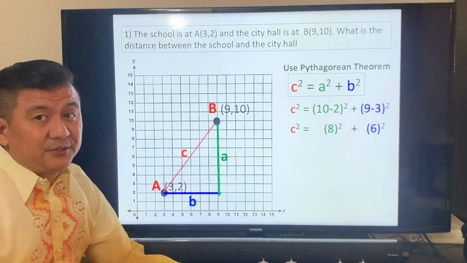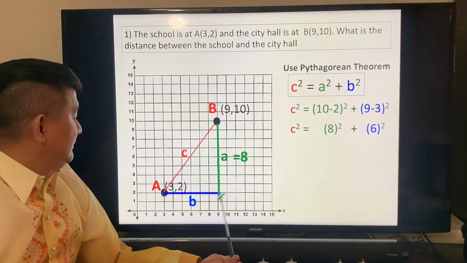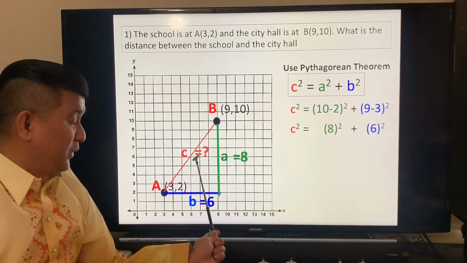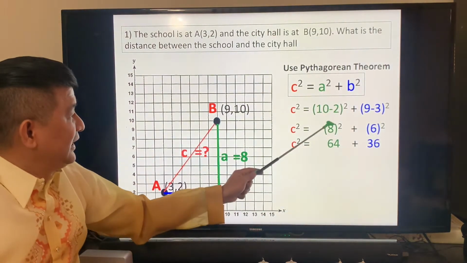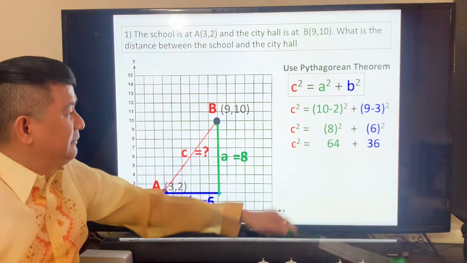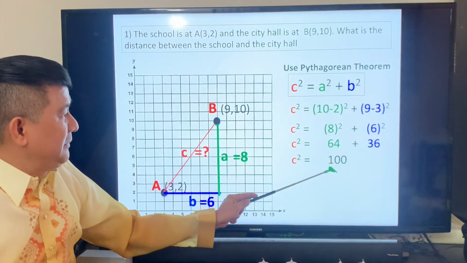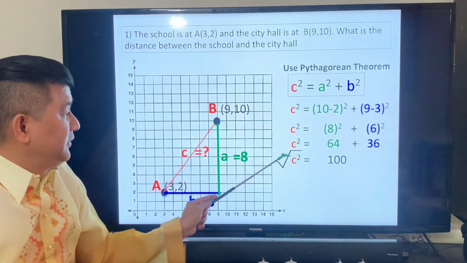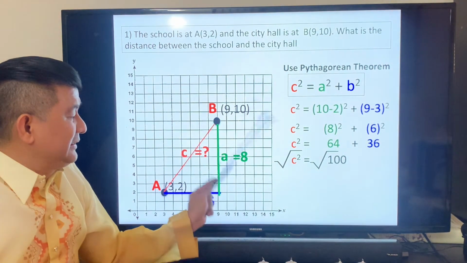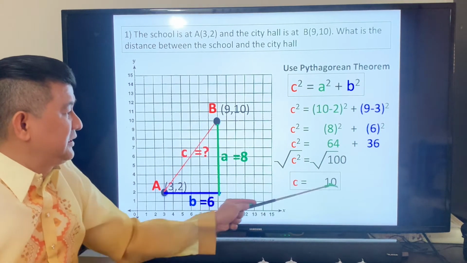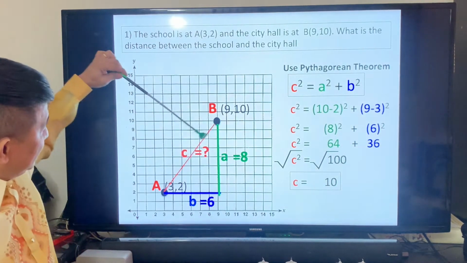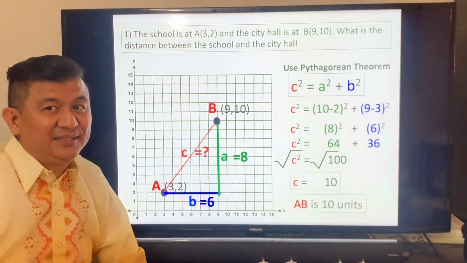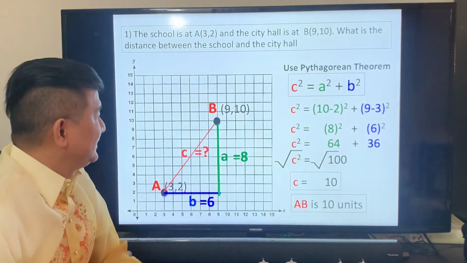So remember the Pythagorean theorem? The 8 and the 6. Now, we want to know that. Therefore, 8 times 8 is 64. 6 times 6 is 36. Let's add them up. That's 100. And to undo a square, we take the square root on the left and on the right. That cancels out. Therefore, C is equal to 10. This diagonal, this hypotenuse, line AB, has a distance of 10 units.